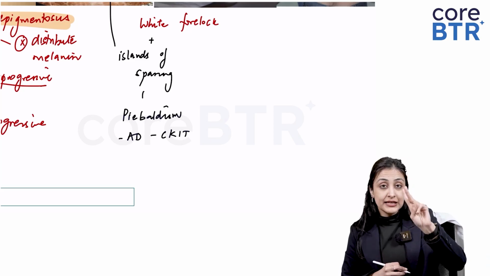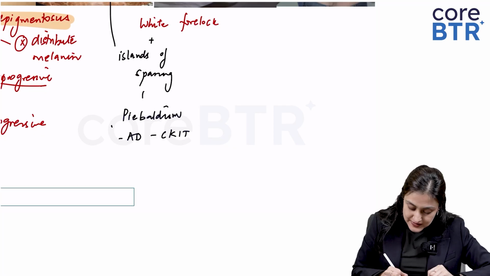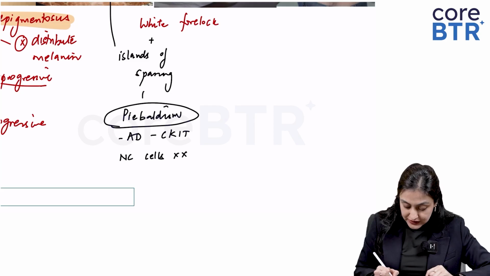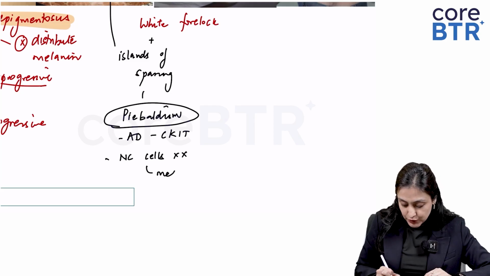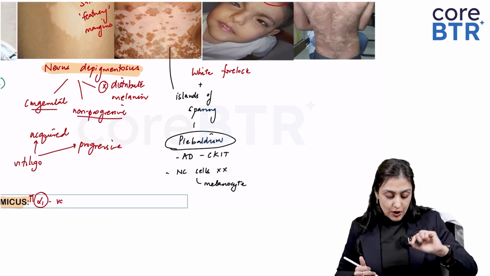Where else did we study c-KIT mutation? Cutaneous mastocytosis. This is also a c-KIT mutation, and this is where the problem is that the neural crest cell did not really migrate or convert into melanocyte. Remember, neural crest cells had to differentiate into melanocytes. They did not differentiate. All right.